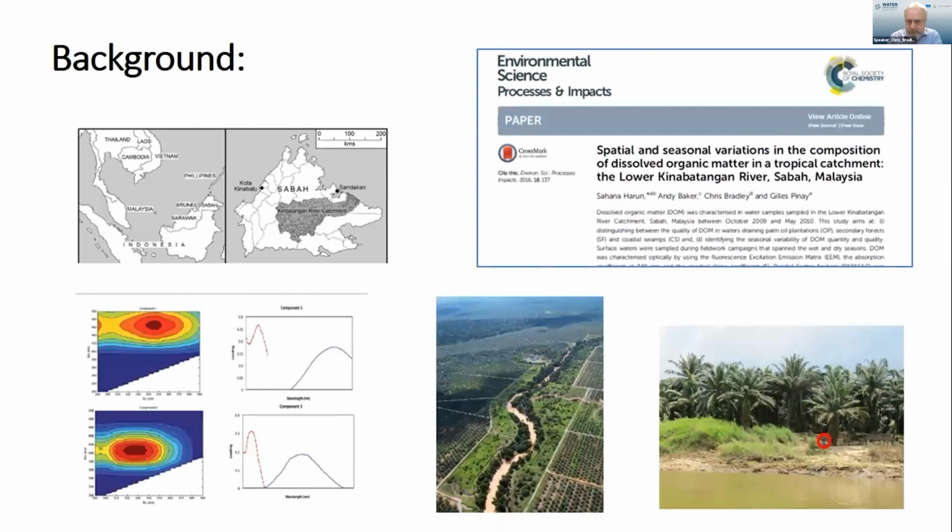The background to this is that we had an ongoing research project in Southeast Asia, where we worked with a colleague at the University of Malaysia in Sabah, Sahana Harun, who was looking at water quality dynamics in catchments affected by oil palm development. In this research, we were trialing the use of fluorescence spectroscopy to look at microbial contamination and to look at the impacts of both effluent from oil palm plantation mills and changes in land use characteristics.